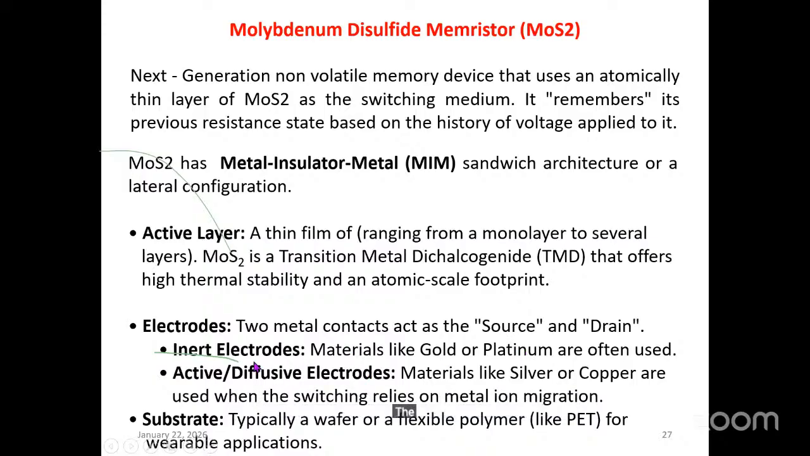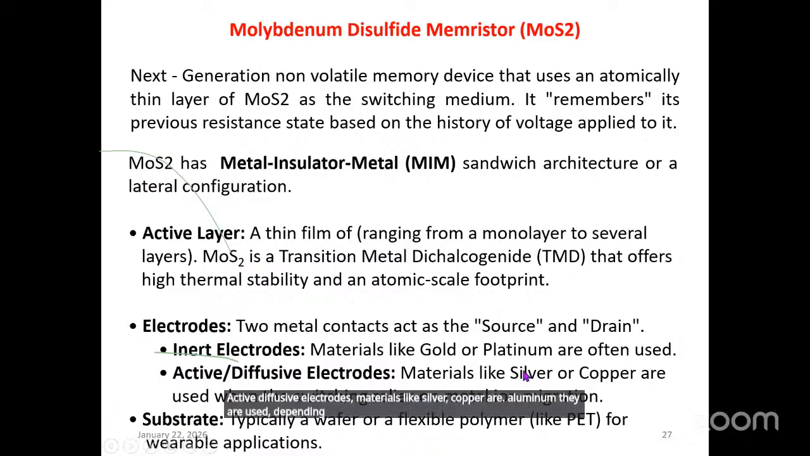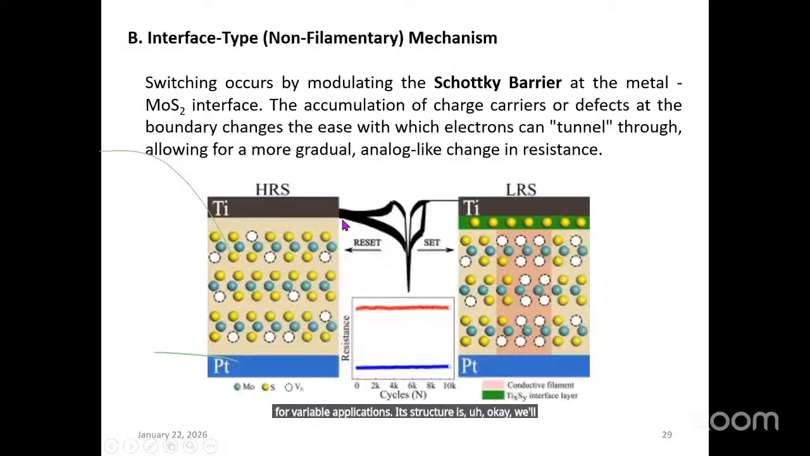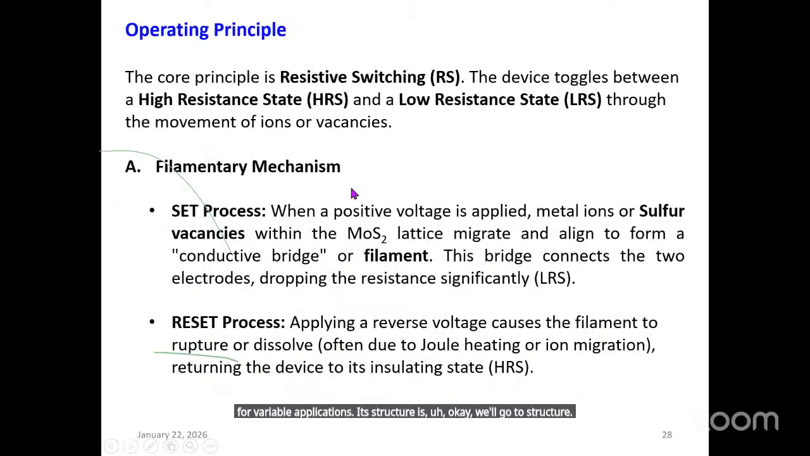The materials like gold are used for the electrodes. For the active diffusive electrodes, materials like silver, copper, or aluminum are used depending upon what kind of conductivity or ion migration we want or do not want. And the substrate is typically a wafer or flexible polymer for wearable applications.